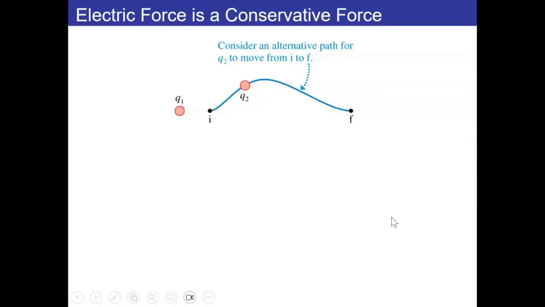Now I need to talk a little bit about why this is even possible. If I'm going to define a field which is everywhere throughout space, I need to have it such that it's uniquely defined. It can't have multiple different values at a given point in space. That doesn't really make sense. So in order to do that, we have to demonstrate that the electric force is a conservative force. Does anybody remember what a conservative force is?